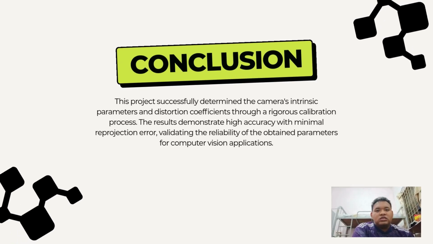Now for the conclusion, this calibration process using a 9x7 checkerboard successfully produced accurate intrinsic parameters, distortion coefficients, and projection error analysis for the smartphone camera, with a mean projection error of 0.8 pixel. The result confirmed that the camera model is reliable for measurement, tracking, and image-based applications.